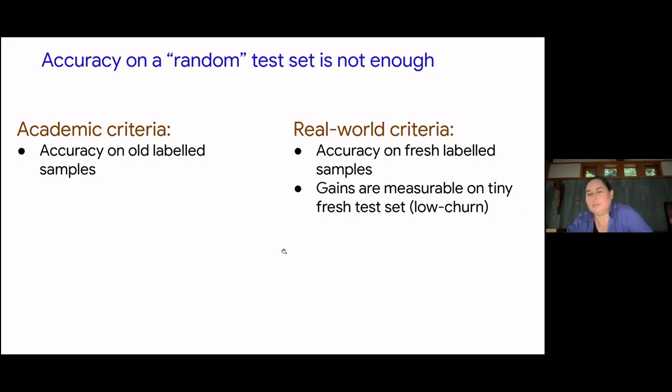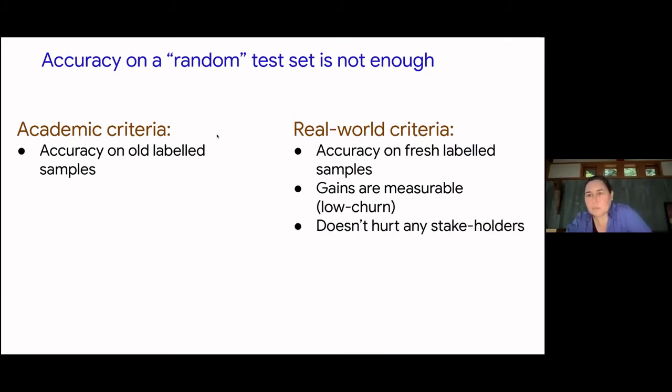So you have to care about the low churn. Another thing I'll emphasize about real world machine learning is that when you change a model, you often have to be careful not to hurt any stakeholders. And those stakeholders might be users, they might be other engineers, they might be other product teams.